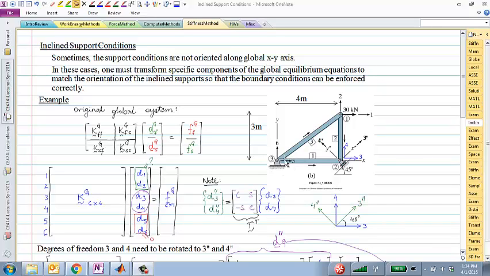It just constrains displacements in x and y. So pin inclined doesn't mean really anything. It's the exact same thing as a regular pin here. But the inclined support for the rollers definitely does require some changes.